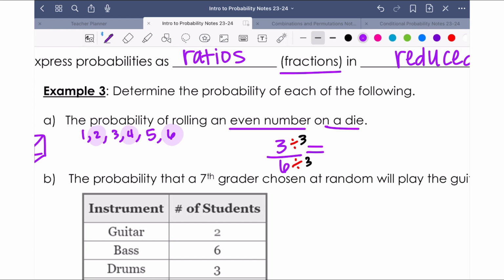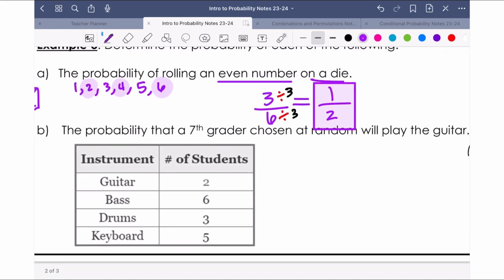So what does that simplify to? 3 divided by 3 is 1. 6 divided by 3 is 2, so 1/2. That is the probability that you are going to roll what kind of number? An even number, okay? All right.